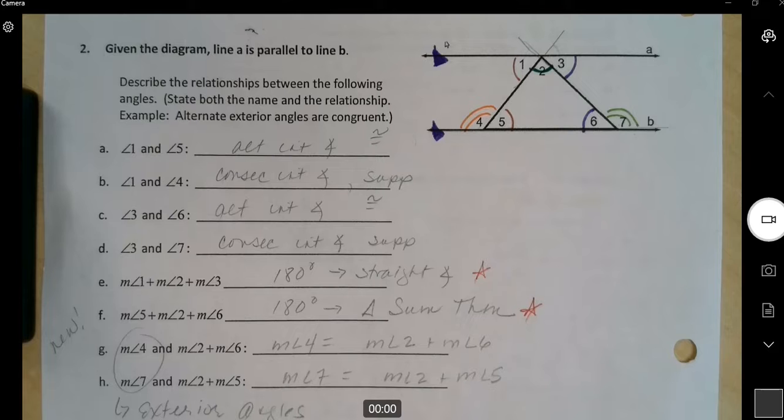If 5 plus 2 plus 6 is 180, this one's a stretch. So keep up with me here. Ready? Watch, watch, watch. If 5 plus 2 plus 6 is 180, and 5 plus 4 is 180, what is the relationship between 2 and 6 and 4? Talk in your group.